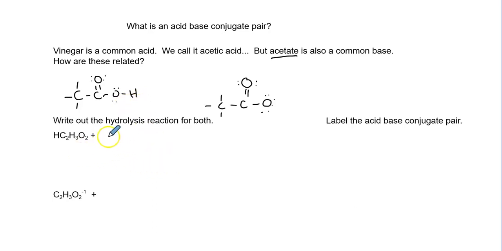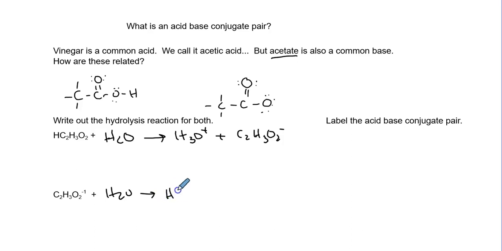Let's write out the hydrolysis equation. HC2H3O2 plus H2O goes to H3O plus and C2H3O2 negative. This one is C2H3O2 negative plus H2O yields HC2H3O2 plus OH negative.